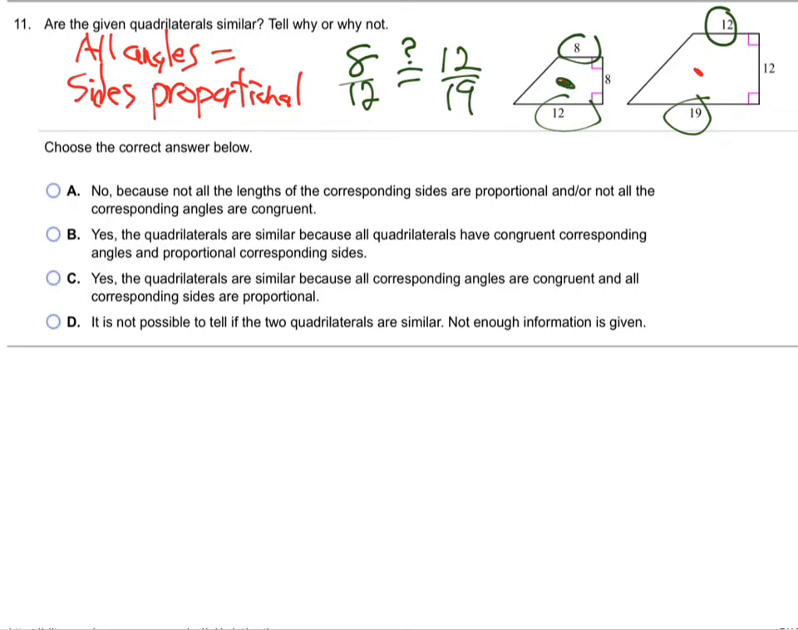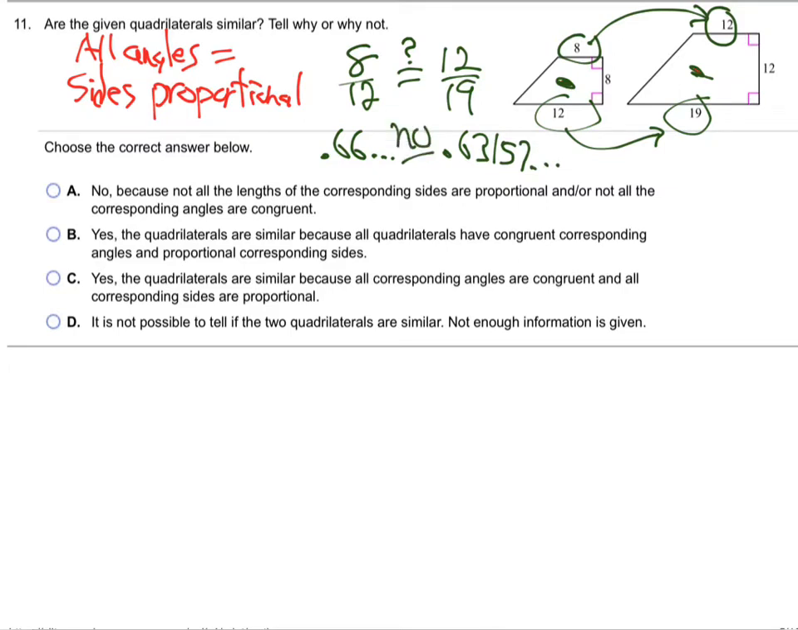I went from this little one to the big one. 8 to 12 and 12 to 19. I don't think those are the same fraction. Divide this one on your calculator, you get 0.6666. And what is the other one? 12 divided by 19. It is 0.63157, blah, blah, blah. So the answer is no, they're not equal.